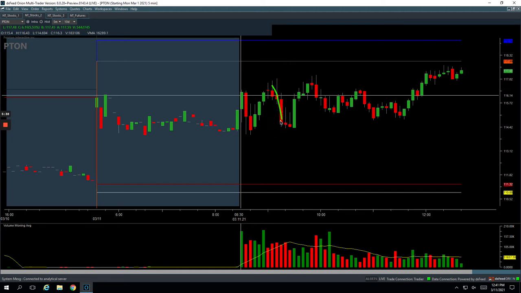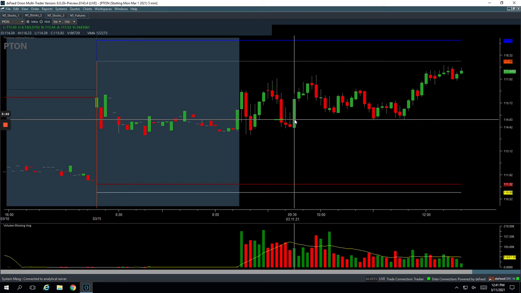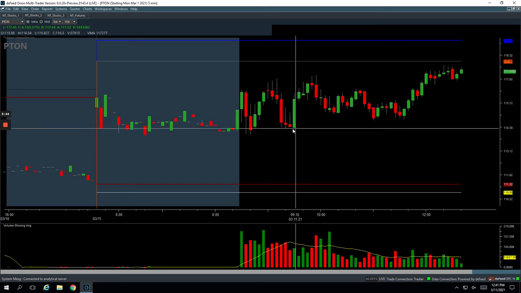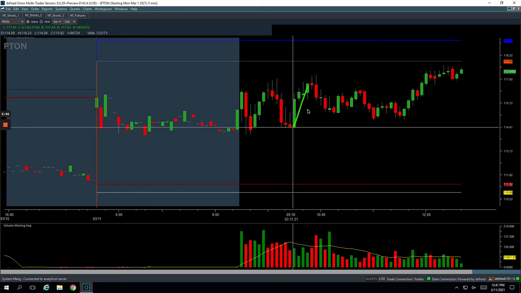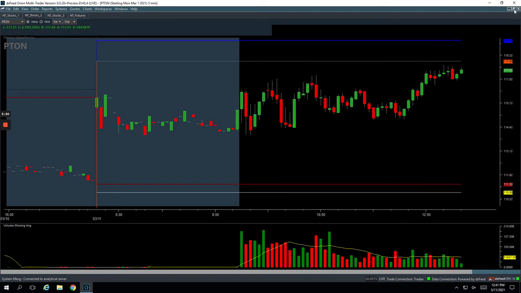And so when it did that, I just got out of my last piece, or my other half, and ended up taking a pretty sizable loss there. Obviously, it bounced back up, but I wasn't still in it for that. So I got out at a loss there.